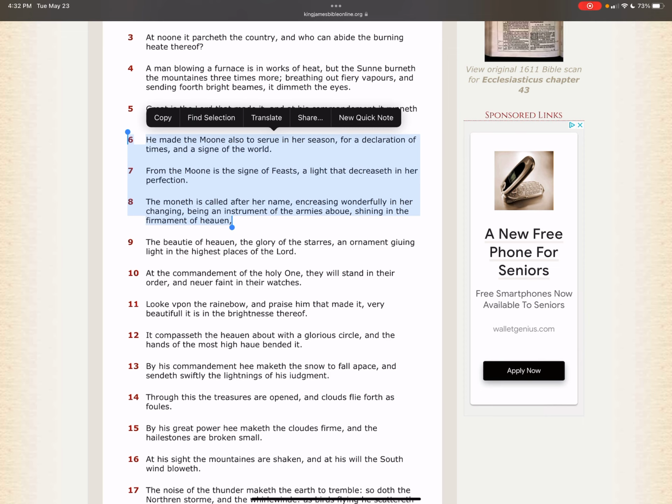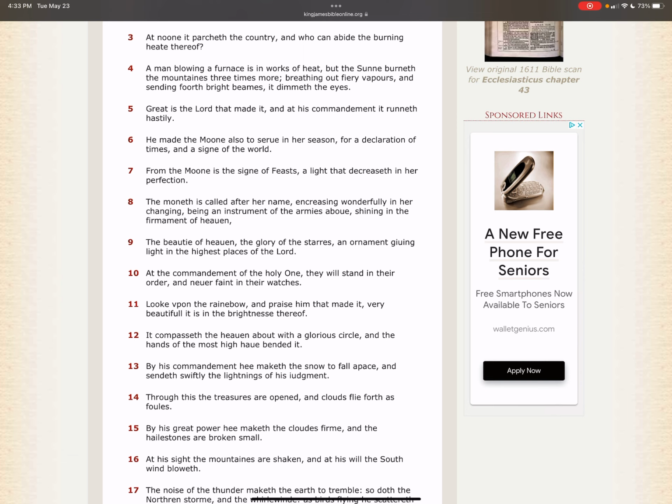So once again, verse 8, and it says, And the month is called after her name, which is where the moon goes into the word month. It's called after her name, increasing wonderfully in her changing, being an instrument of the armies above, shining in the firmament of heaven. Right. So there it is right there. Lord willing, that makes sense of what the new moon is. The new moon is when the moon is dark. It's not the full moon, because IUIC went off on that. The scriptures go into it, and here it is.